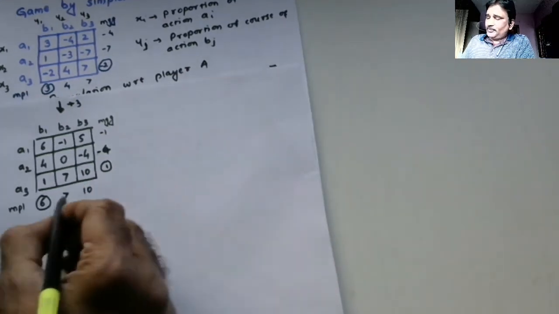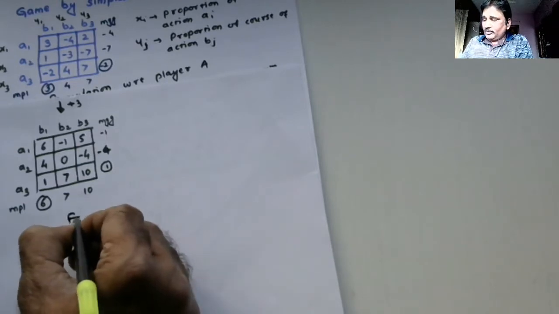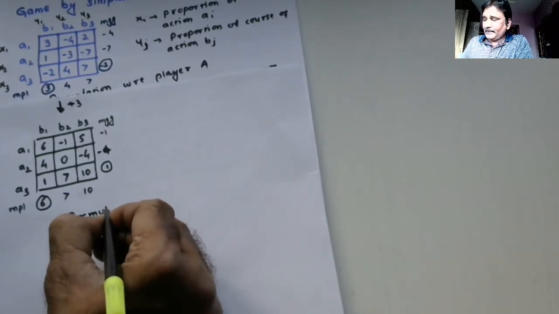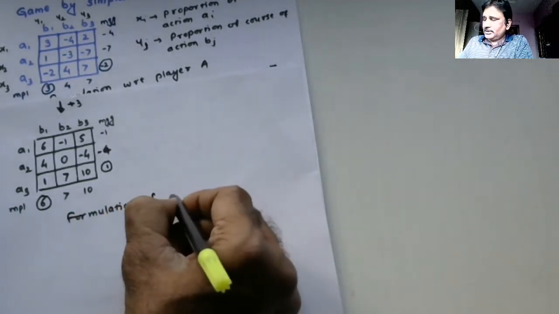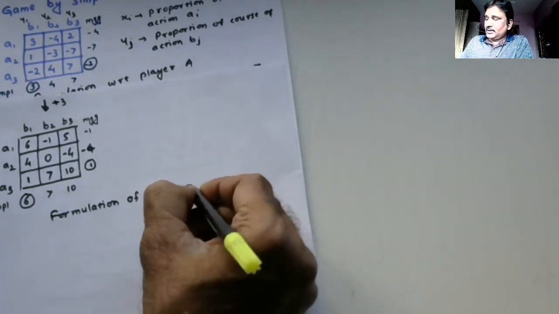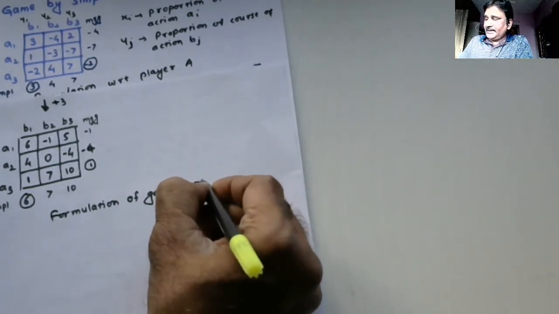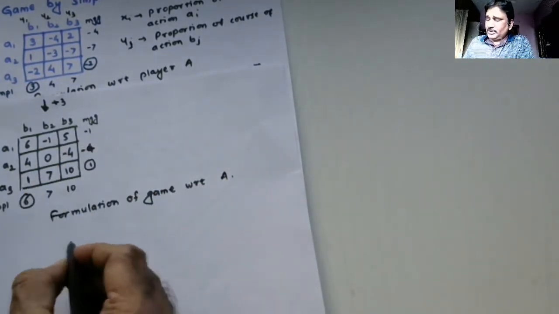So formulation. Now I will be doing the things directly. Formulation of game with respect to player A. All right. So I can directly do that because I know the pattern of formulation.